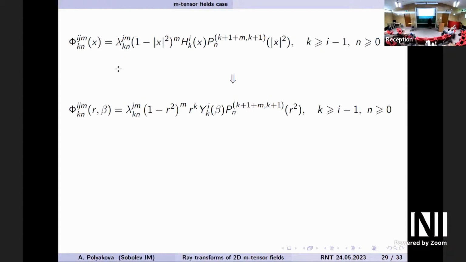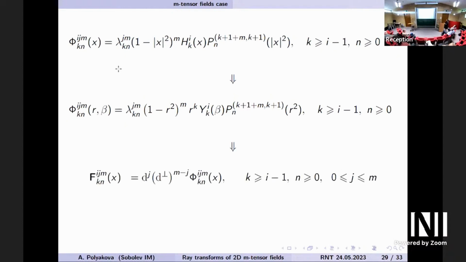This notation is used for brevity. It's like spherical harmonics. In the three-dimensional case, we used real circular harmonics. And this is the Jacobi polynomial with these indices. For example, for the vector case, here m is equal to 1, for the 2-tensor it is 2, and so on.